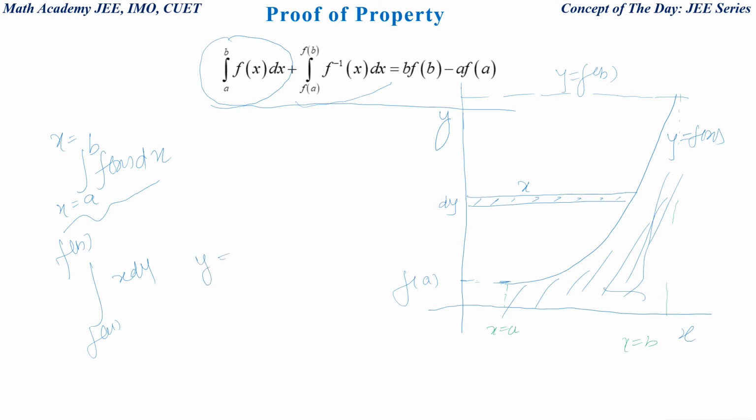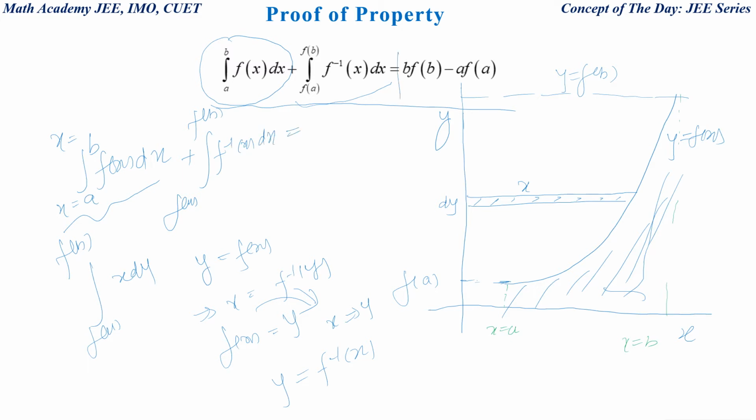Okay, let's write x in terms of y. The original function was y is equal to f(x). Let's convert to x is equal to f inverse of y, then f(x) is equal to y. Replacing x in place of y, that will be y is equal to f inverse of x. So just rewrite this one as the integral from f(a) to f(b) of f inverse x dx. Let's focus on this result.